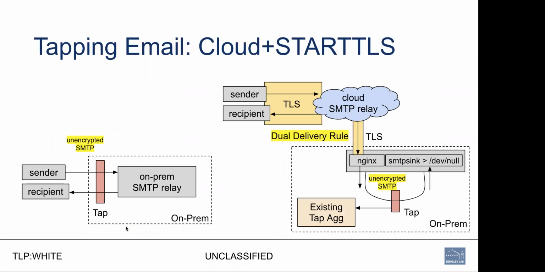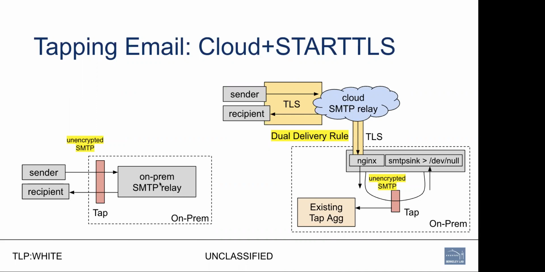Okay, so last few topics. I want to talk about how we address tapping email in the cloud. So in the olden days, we had an on-prem SMTP relay, and we did unencrypted SMTP, and it was super easy to just install a tap, and there you go. You would have all of your unencrypted SMTP traffic going to Zeek or whatever tool you wanted.